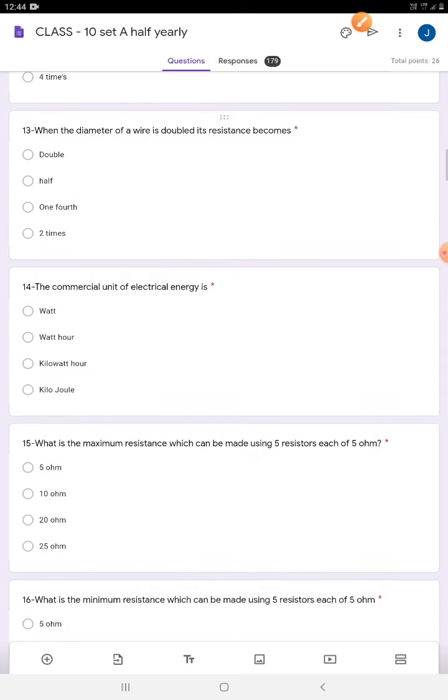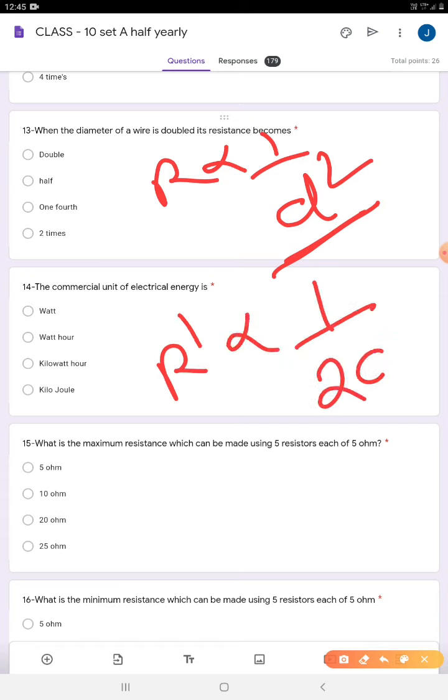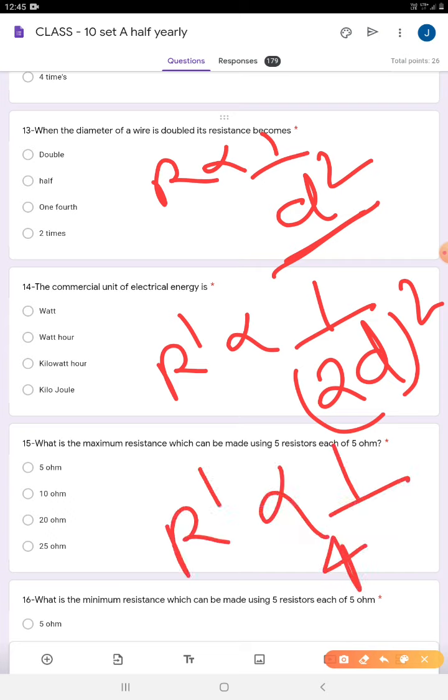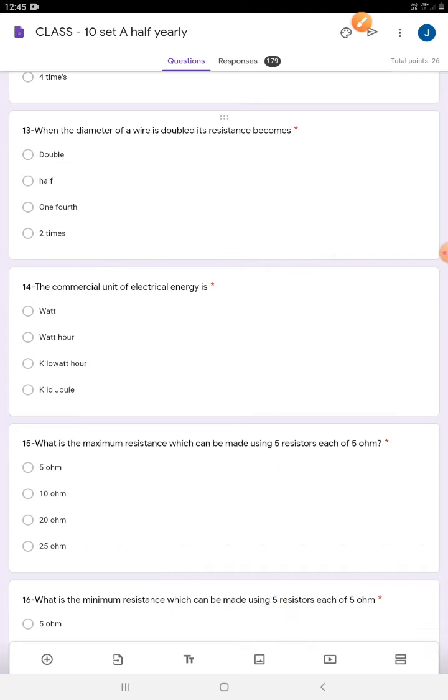Okay, let me check. R proportional to 1 upon D square, diameter square. When the diameter of a wire is doubled, it means we have to take 2D square. So R dash will be proportional to 1 upon 4D square. Now we can compare these two. This one, R proportional to 1 upon D square, has now become 1 upon 4D square. So there is a difference of 1 upon 4 times. So 1/4 should be the answer of this question. You should write 1/4. Okay.